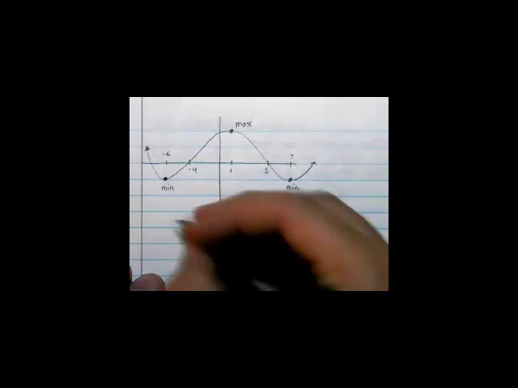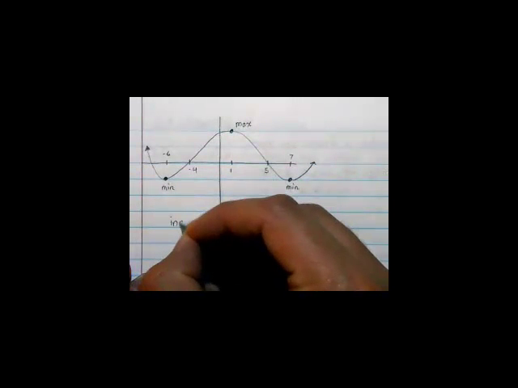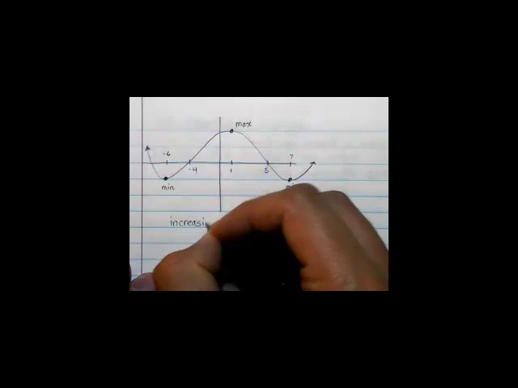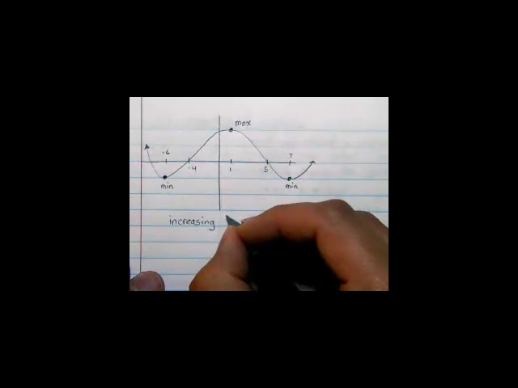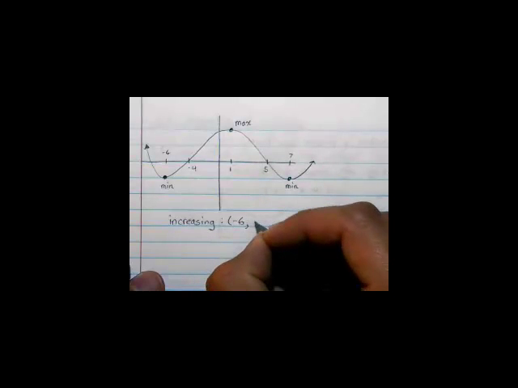Okay. So can anybody give me an increasing or decreasing interval that you see on there? From -6 to 1 is increasing. Yeah, good. So we have an increasing interval from -6 to 1.